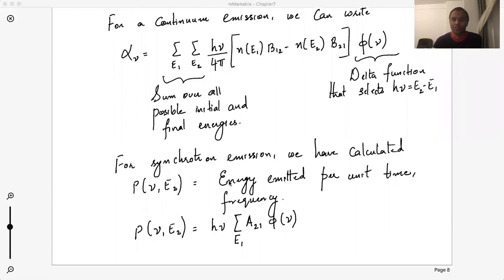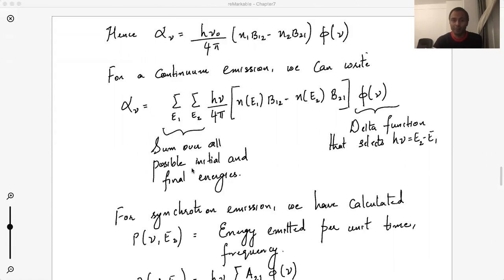Okay, so for synchrotron emission, we basically need B12 and B21, right? You know that B12 is equal to B21. That's just a relationship between the Einstein coefficients. And both of them in turn are related to the Einstein A coefficient, A21, for spontaneous emission. And we've already calculated spontaneous emission.